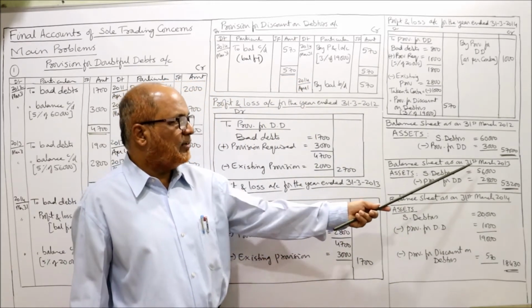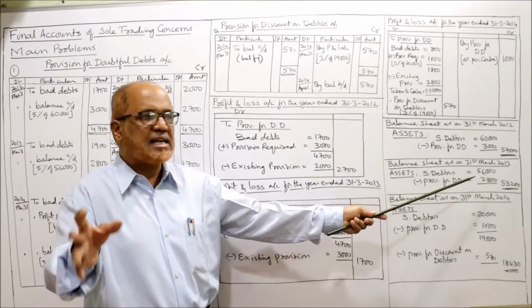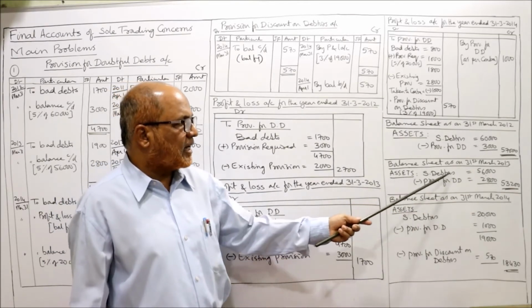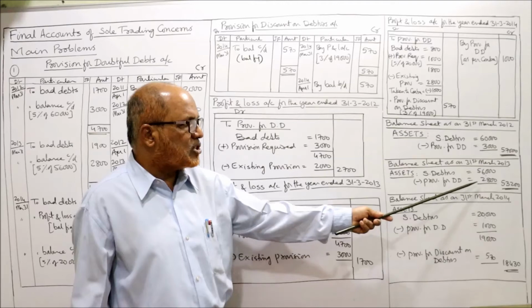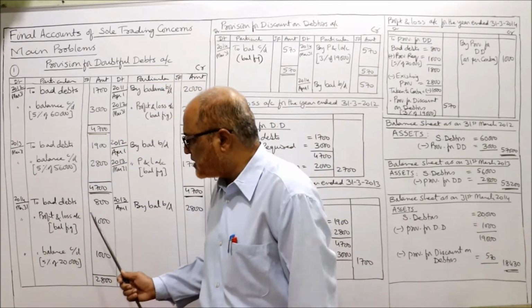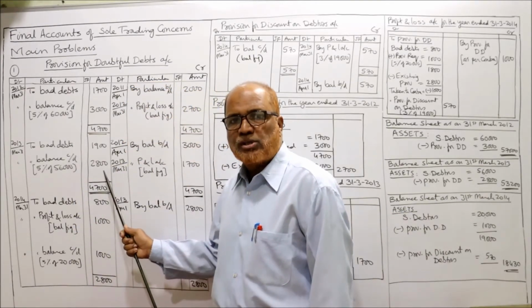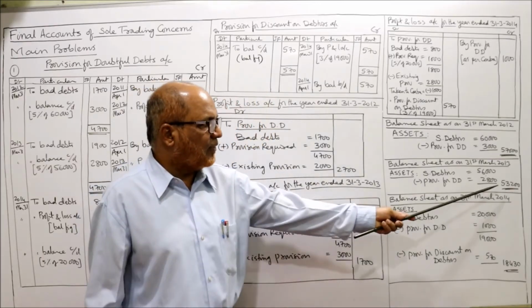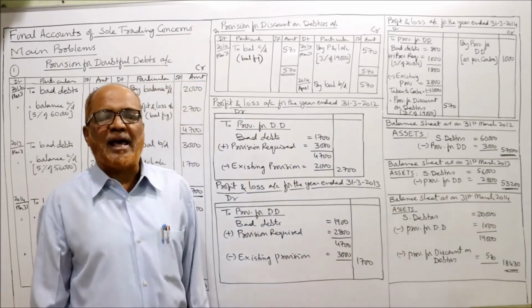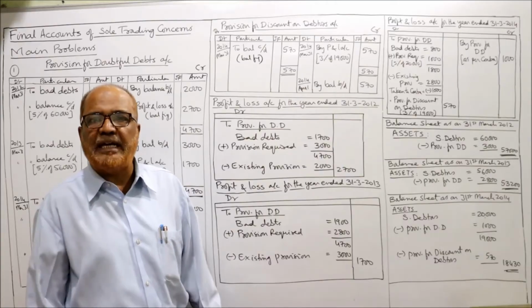Secondly, balance sheet as on 31st March 2013, second year, exactly the same. Sundry debtors are 56,000 minus provision for doubtful debts 2,800. You can see it here. Subtract 2,800, 53,200.